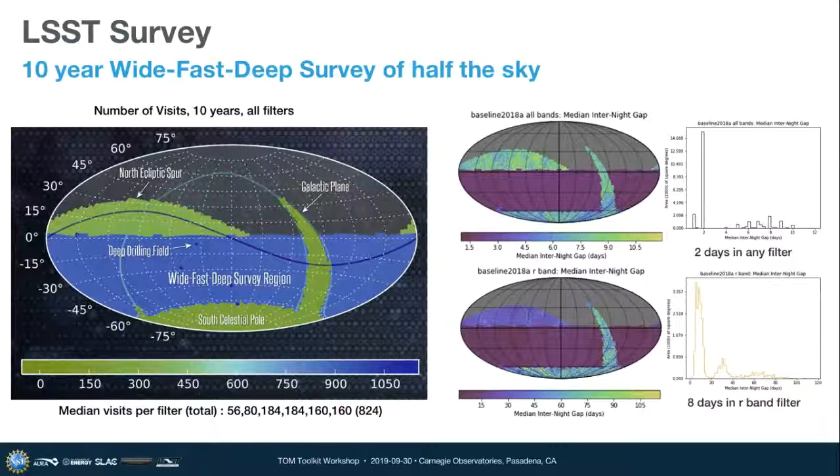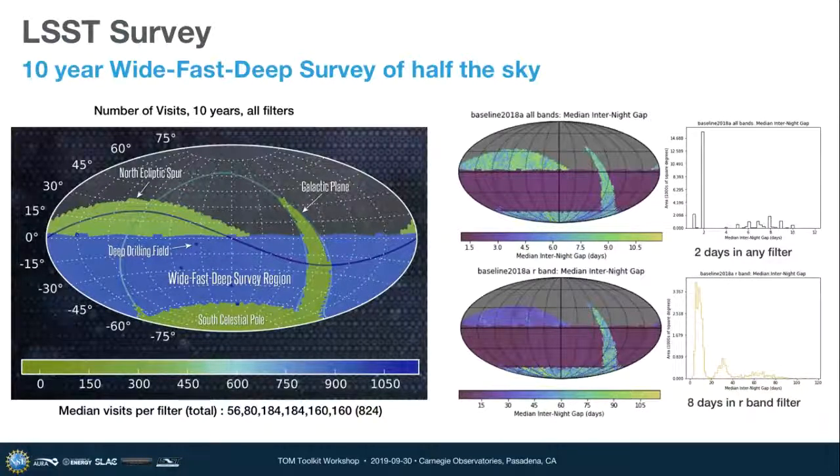You can see that the Wide, Fast, Deep survey region is the region shown in blue, where we're targeting 824 visits for each field across the 6 filters in 10 years. And there are extensions of the survey that we'll perform, as you can see, in the regions outlined in green, and I'll have a little bit more to say about that on the subsequent slide.